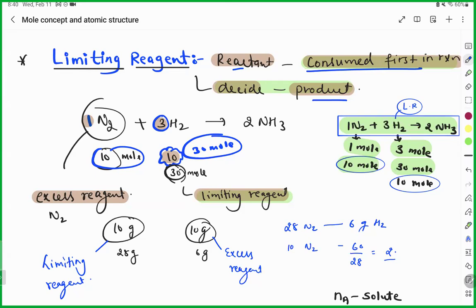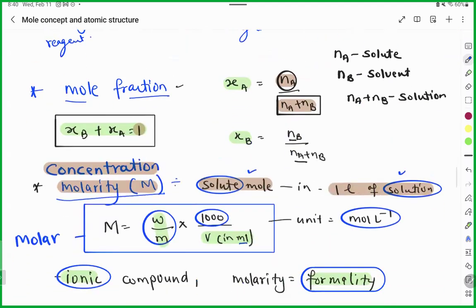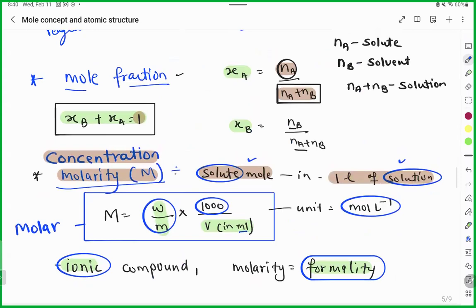For example, it should be 30 mole of hydrogen for 10 mole of nitrogen. But if it gives 40 mole, then hydrogen is present in excess. It means nitrogen is limiting. If hydrogen is in excess, then nitrogen will be limiting. Done. Understood, guys? Anybody have a doubt? So limiting reagent means the reagent where we have a shortage of the compound.